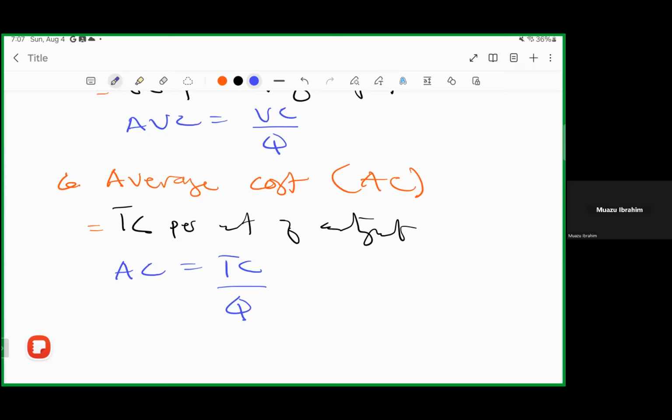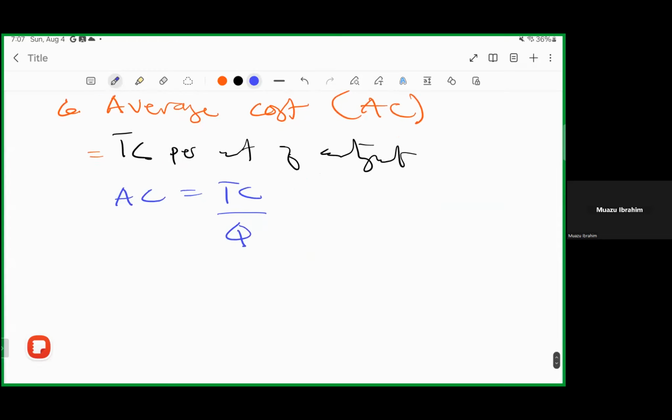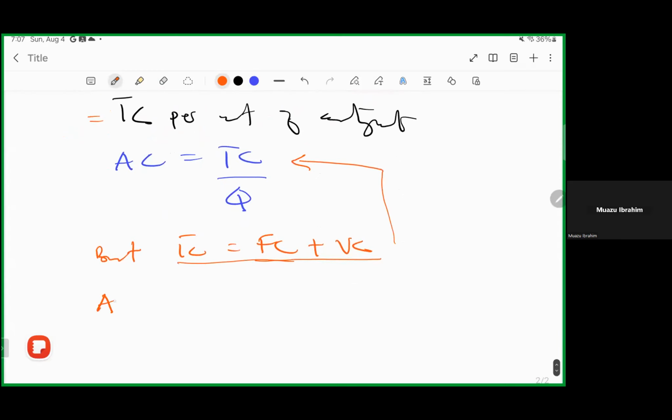You will also know that total cost is equal to what? Our fixed cost plus what? Our variable cost, which means that we can put this fixed cost plus variable cost, which is total cost, into this. So you will have the average cost is equal to what? Fixed cost plus variable cost divided by quantity.